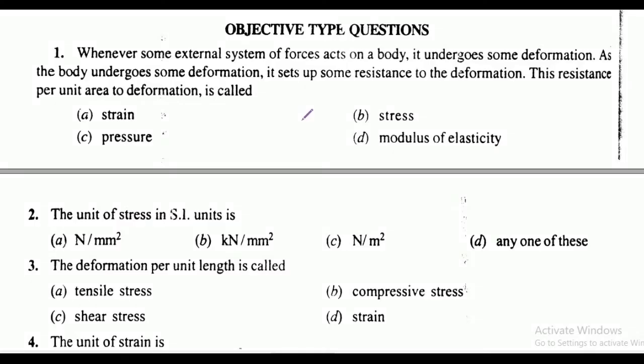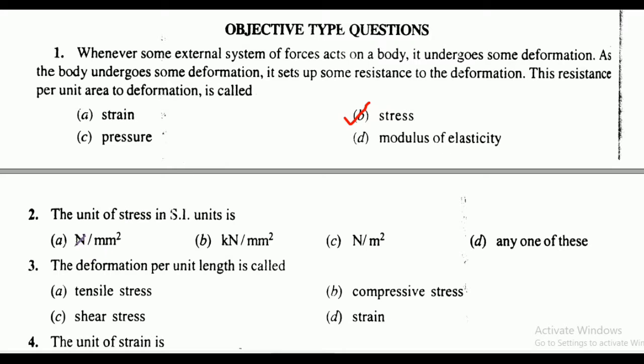Friends, this is question number 1. Whenever some external system of forces acts on a body, it undergoes some deformation. As the body undergoes some deformation, it sets up some resistance to the deformation. This resistance per unit area to deformation is called. Here options are strain, stress, pressure or modulus of elasticity. So here friends, correct answer is option B, that is stress.